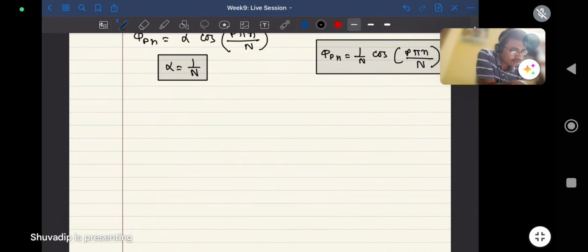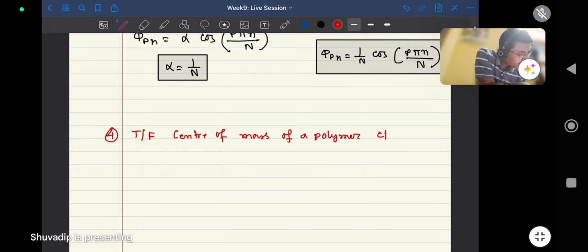Let us see the next question. Question number 4. True false type question. The question is: center of mass of a polymer chain can be outside the polymer chain. True false type question.